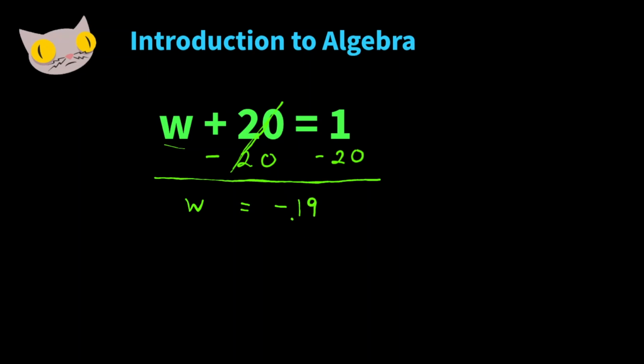And again, we can confirm our answer. In place of w, we can put negative 19 plus 20. And if you type that into a calculator, you'll find that that's going to give us 1. So there we go, we were right again.